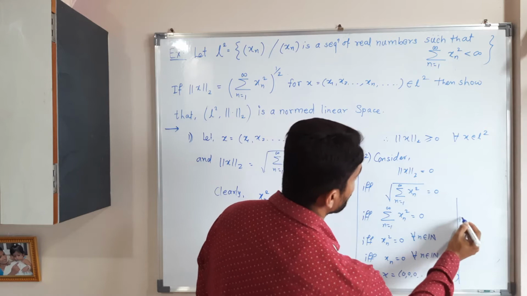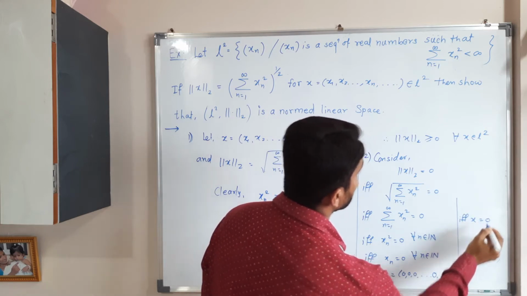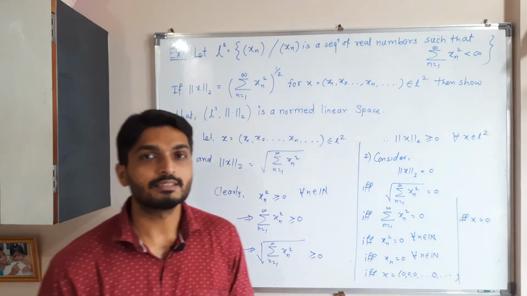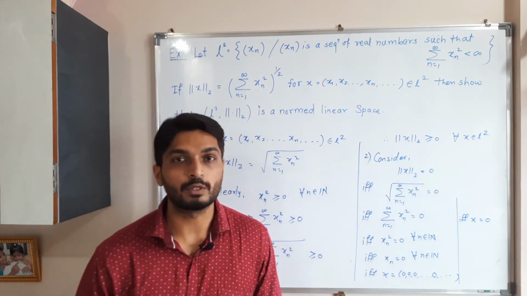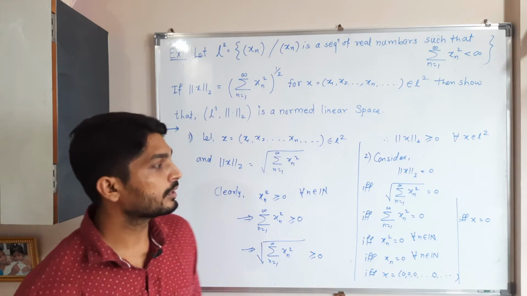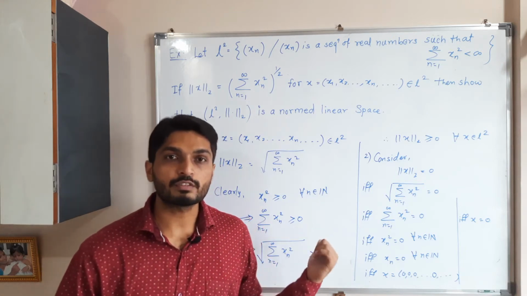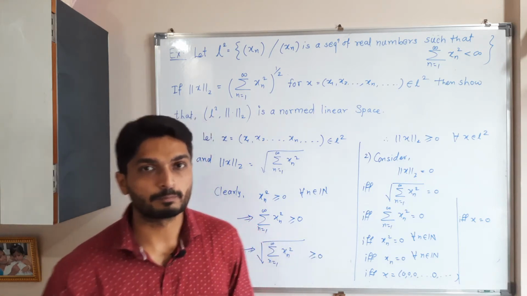So if and only if, in simple language we can say x is 0. We started with norm x 2 is 0, and finally we got x is equal to 0. So in this way we proved the second property. Okay, make a screenshot of it, and after that we'll go for the third property.